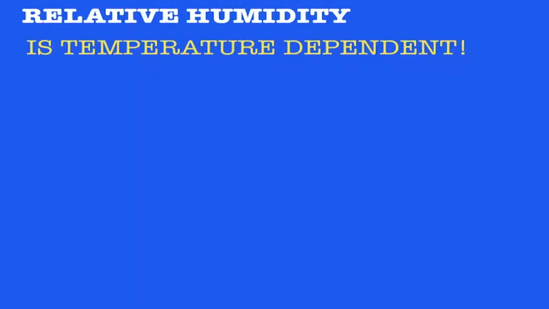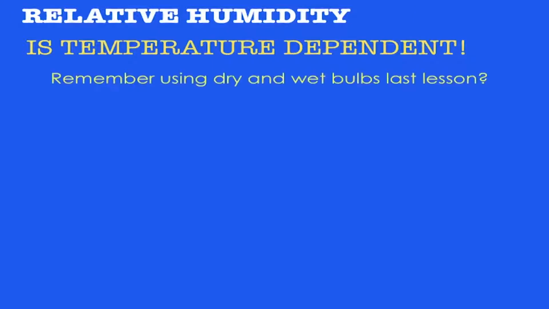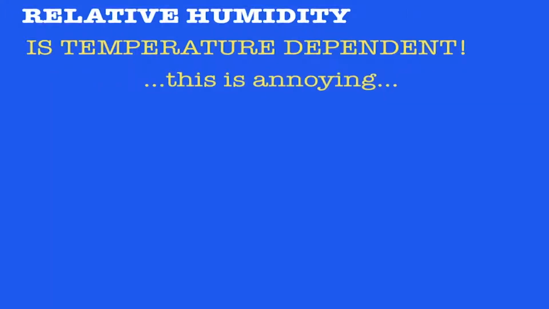So I said there was three ways we measure the amount of moisture in the air. One of them is vapor pressure, and the second one is relative humidity. And relative humidity has its problems. It's temperature dependent. Remember when we were figuring out relative humidity, you needed a dry and wet bulb thermometer. So as soon as the temperature changes, your relative humidity is going to change. This is really annoying as a meteorologist.